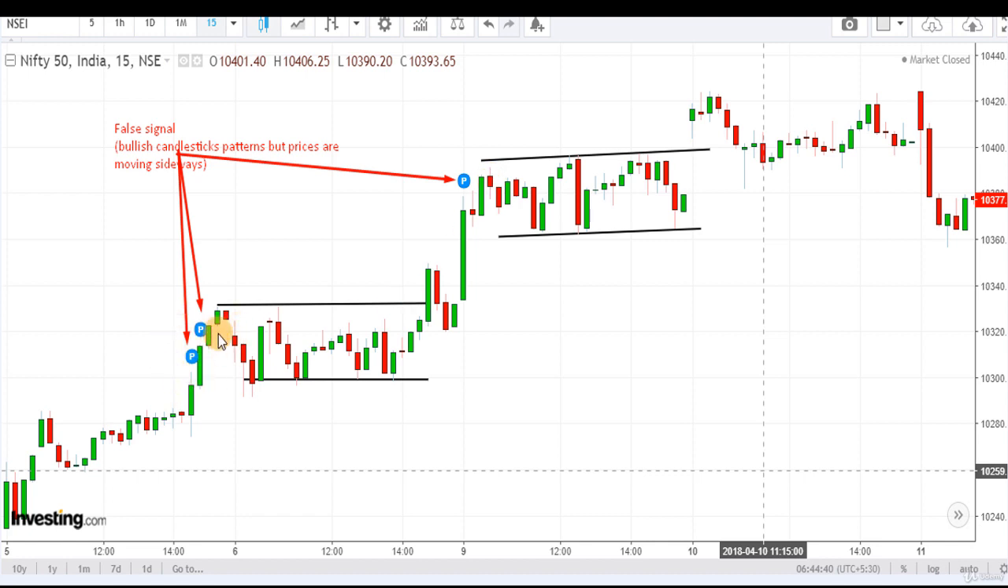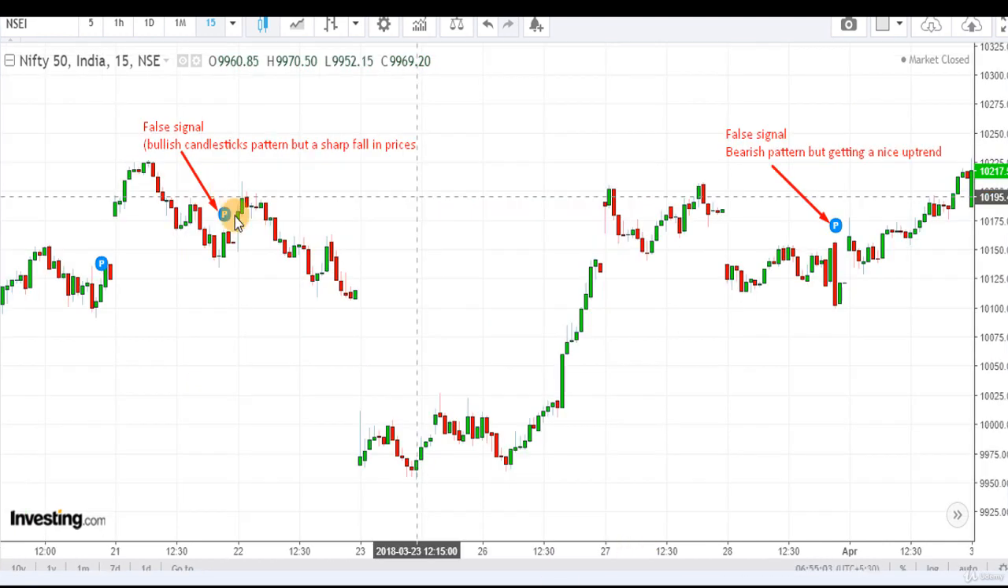After this signal, the market is ranging, and after this bullish signal of the candlestick, the market is also ranging. This is a bullish candlestick pattern, but we can see after making a slight up move, the market is totally in a sharp fall. This is also a bearish pattern, a bearish engulfing pattern, but you can see the market is getting a nice uptrend after this signal. So this is also a false signal.